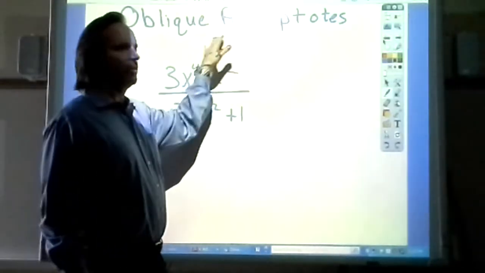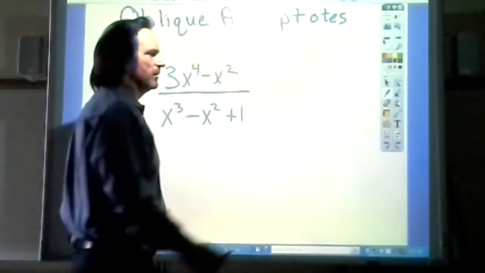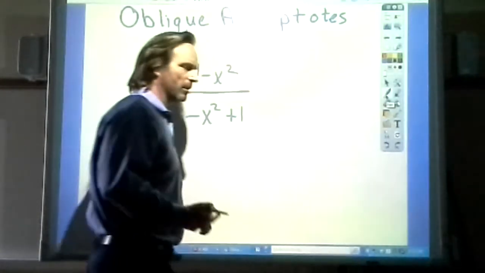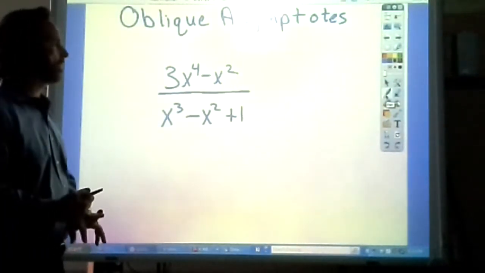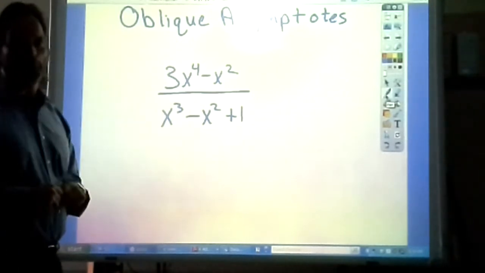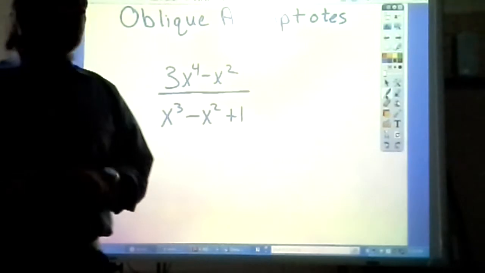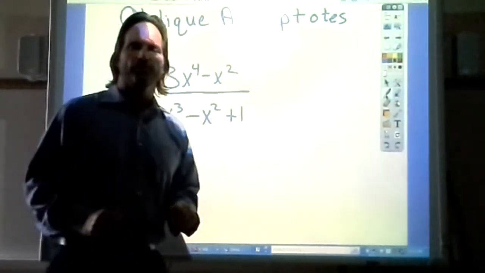Oblique asymptotes. I know you can't see that. It's oblique asymptotes. Okay? This is for the bottom-heavy... no, bigger on top: x to the fourth, x to the third. Okay? I have no horizontal asymptotes.